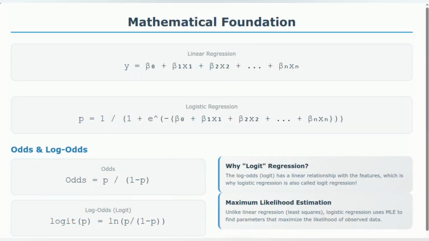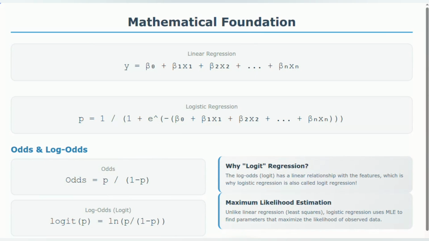Let's start with what we know. In linear regression, we have y = β0 + β1x1 + β2x2 + β3x3 and so on. This gives us a straight line relationship between our features and the target variable. In logistic regression, we take this linear combination and pass it through the sigmoid function, where p is the probability of the positive class. To understand this better, let's talk about odds.